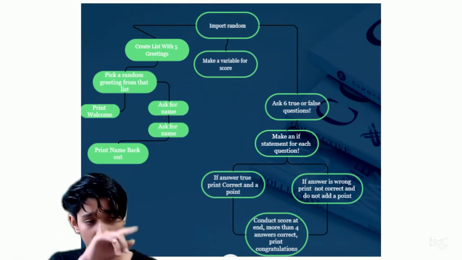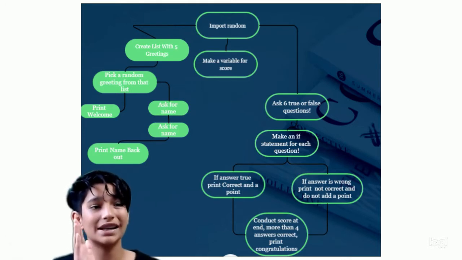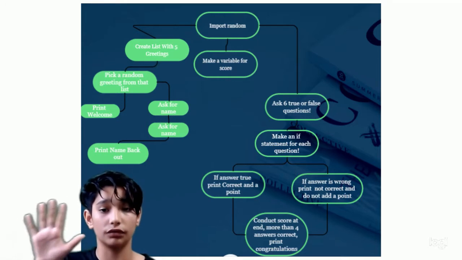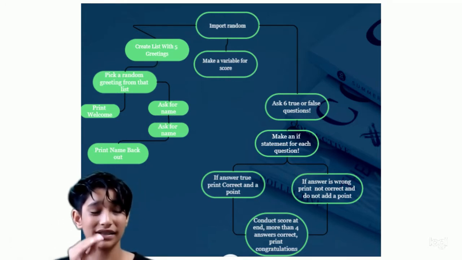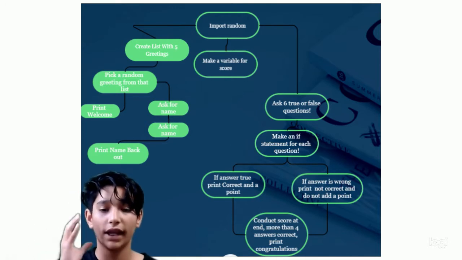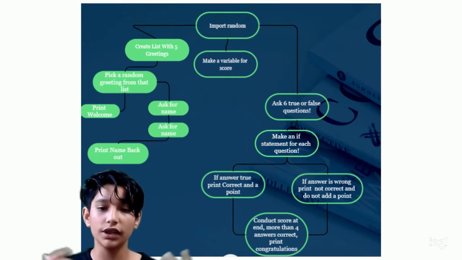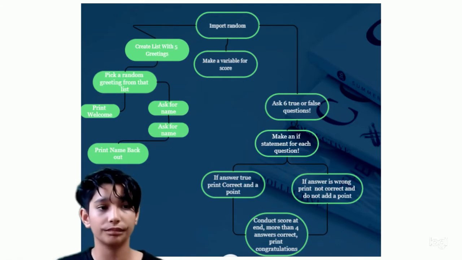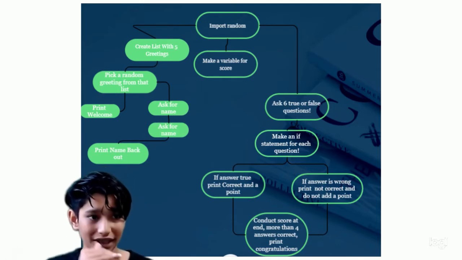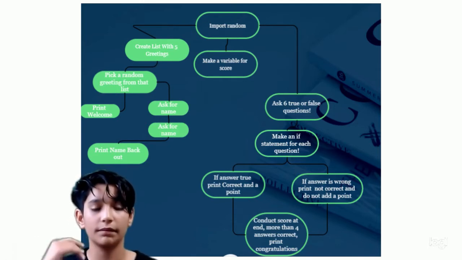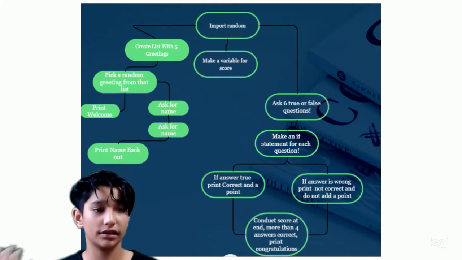After that, we move on to the green section. Create a list with 5 different greetings. Why 5? Because out of these 5 different greetings from the list, we're going to choose a random one and print it out onto the screen so the user feels more welcome. After that, it's going to pick the random greeting from the list. It can be like hello, bonjour, and stuff like that.